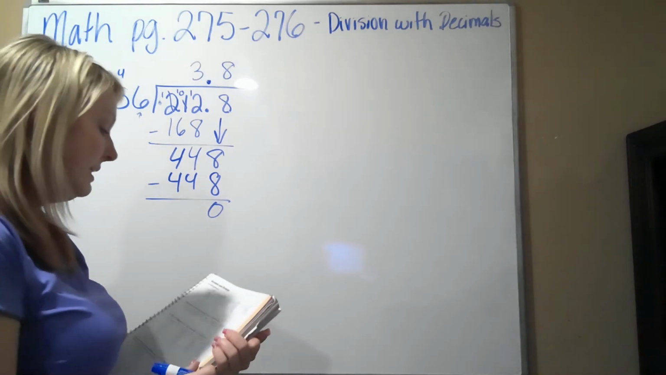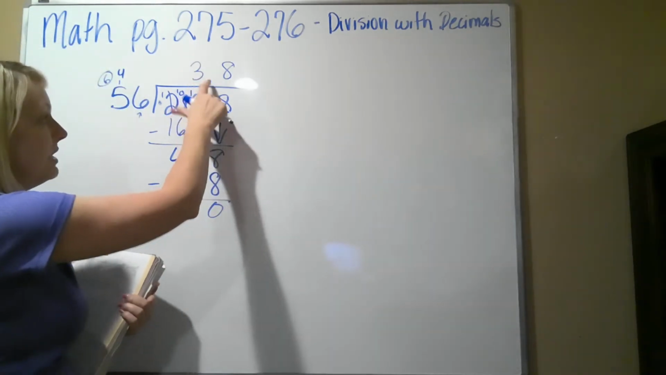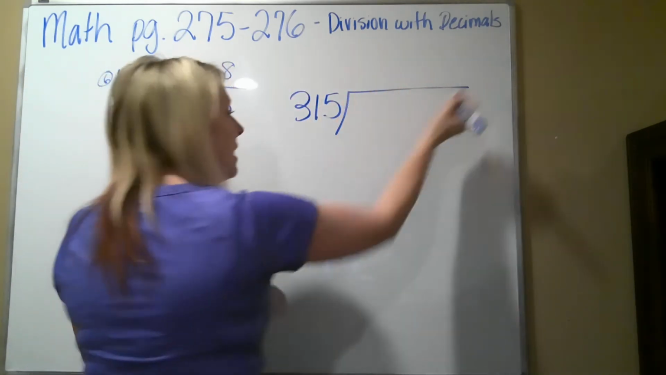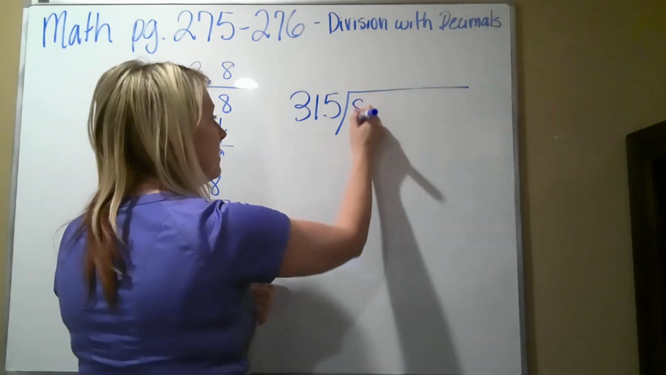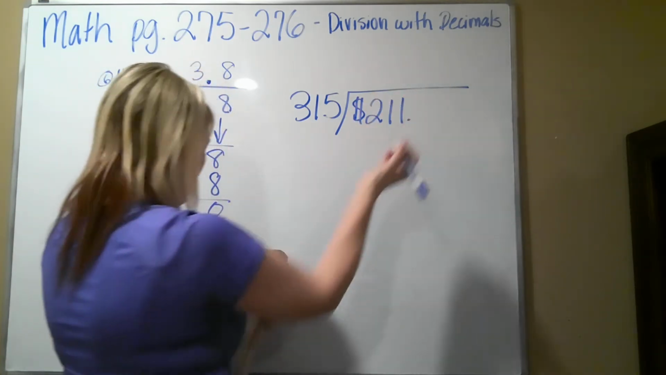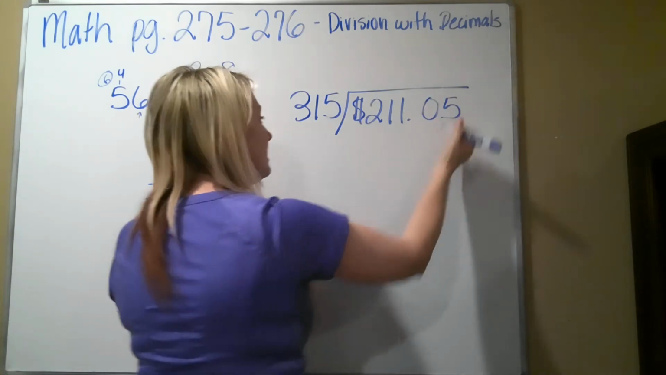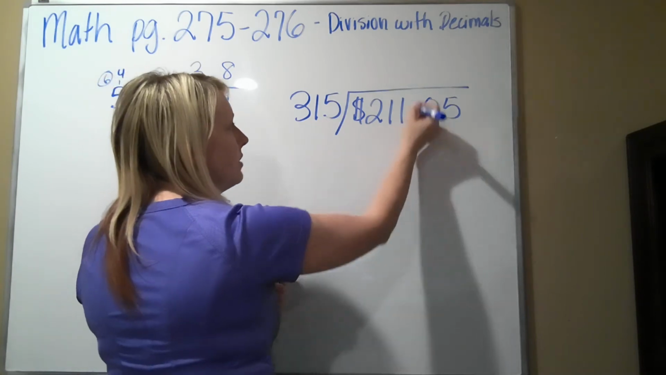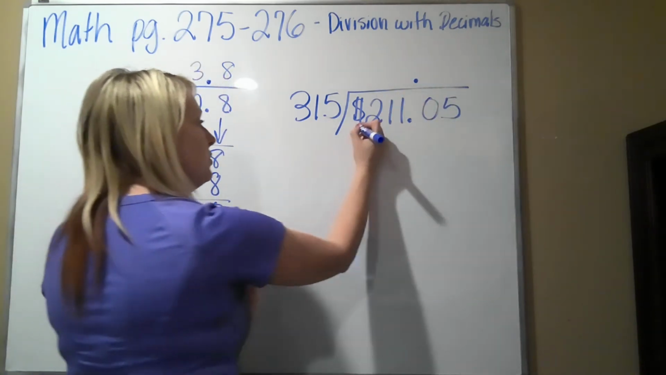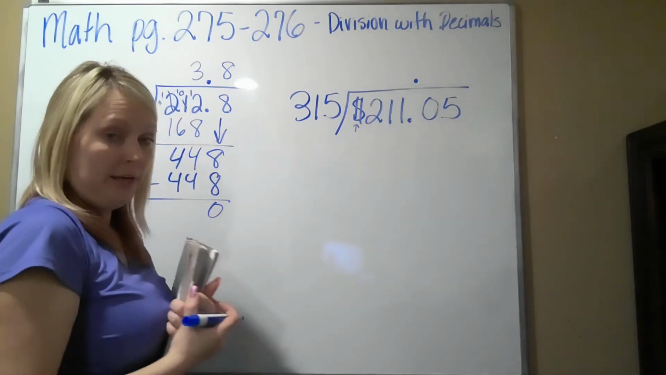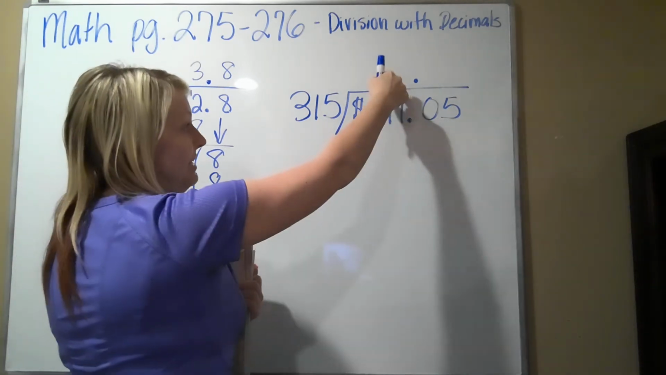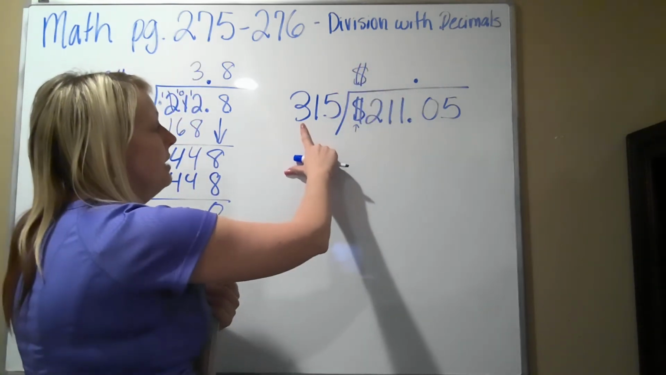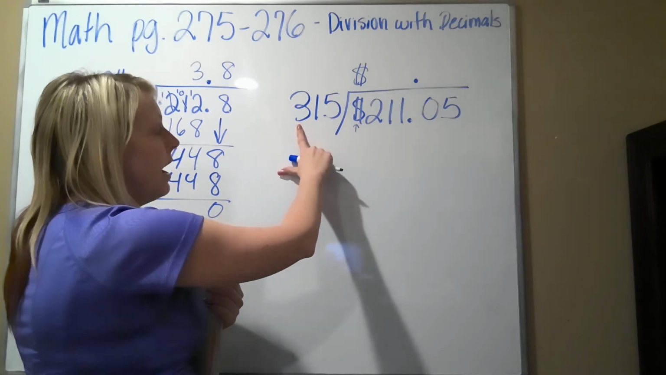Now I wanted to show you an example of how you might not have a number before the decimal. So we're going to do 315 divided into $211.05. There's no decimal here, but there is one here, so we're going to place it up here. Now I want you to remember this is a dollar sign, which means you need to have a dollar sign up here on top. Now we're going to round. 1 doesn't round 3 up, so we're going to use 3.